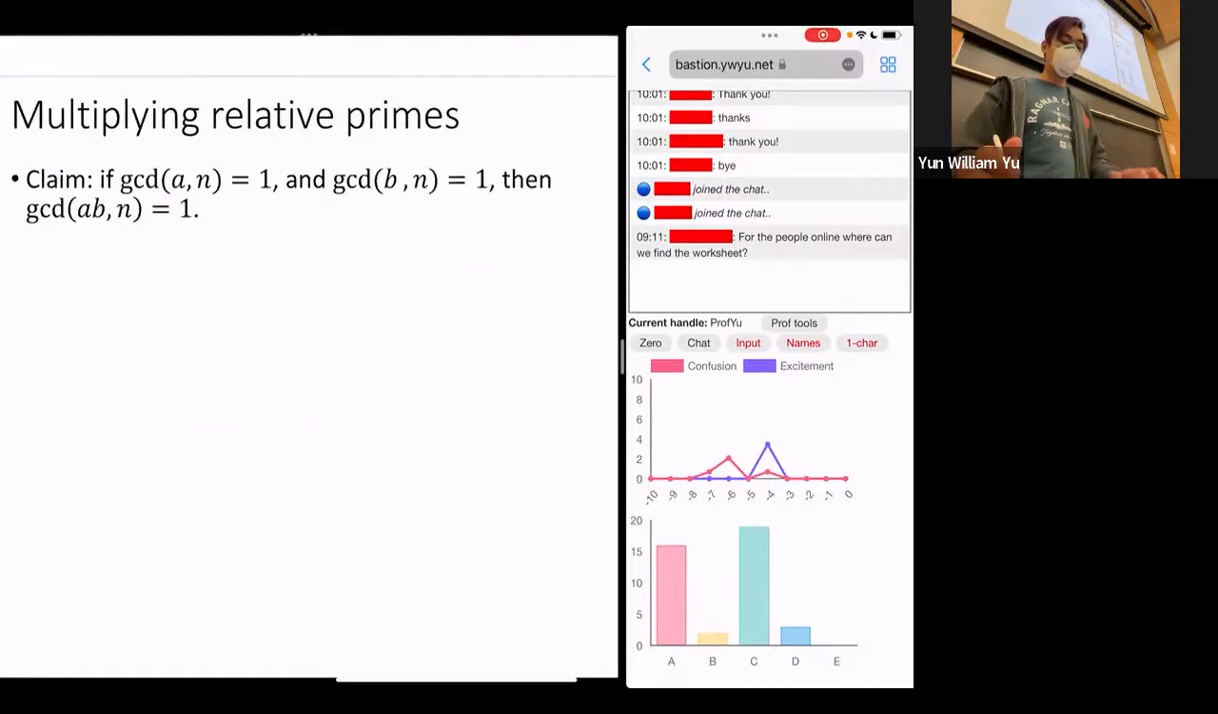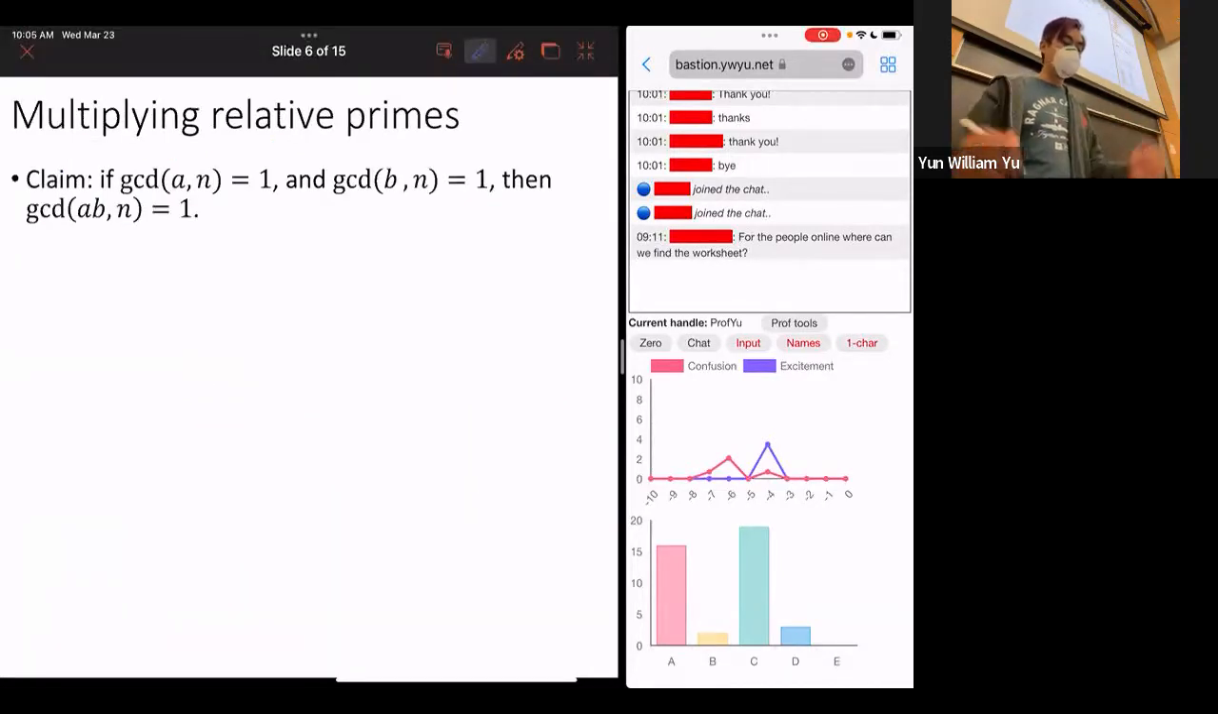So I'm going to give another claim now. The claim is, if the greatest common divisor of a and n is equal to 1, and the greatest common divisor of b and n is equal to 1, then the greatest common divisor of ab and n is equal to 1. Why don't people guess in chat how you might want to prove this? So how might you prove this? What do we know about greatest common divisors? You guys have done a ton of greatest common divisors now.